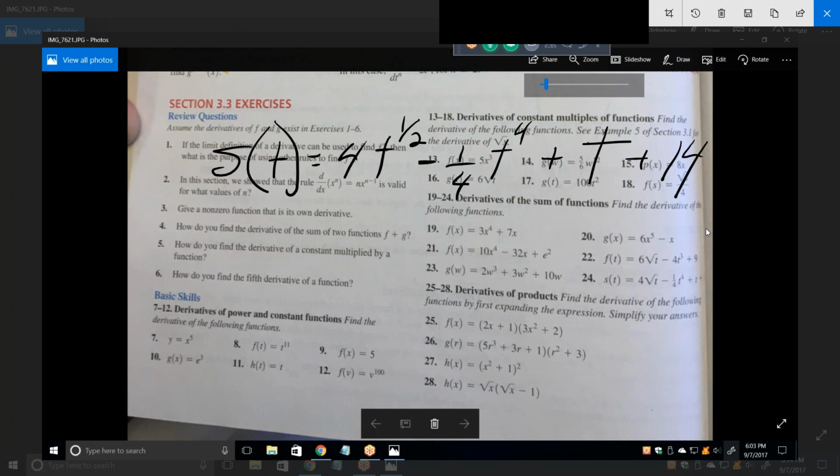Because it won't matter what the number is, it's going to go away, right? Yeah. Okay, now what's the derivative? So it would be 2t to the negative 1/2 minus t cubed plus 1, and that's it.